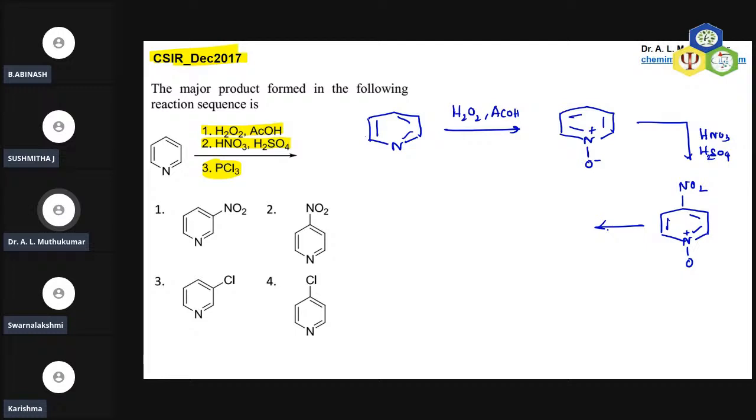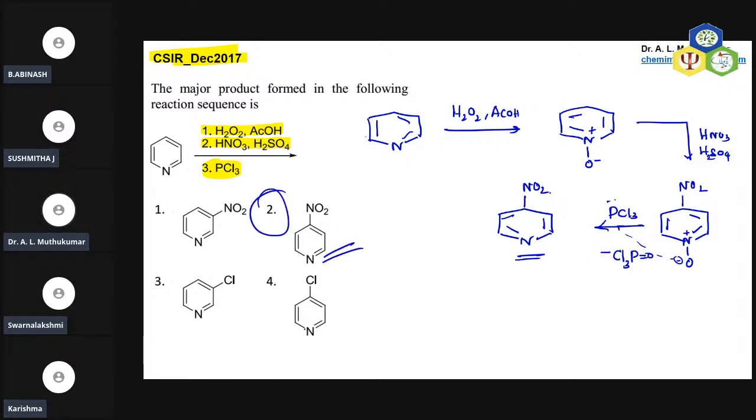Now, this compound is treated with PCl3. I already explained, instead of triphenylphosphine, you can use any phosphorus-based reagent, that is, a phosphine-based reagent. But what happens? This phosphorus will be reacting here. So here the byproduct will be P=O with Cl three times. So it will lead to the formation of 4-nitropyridine. If you cross-check with the options, option 2 is the right answer.